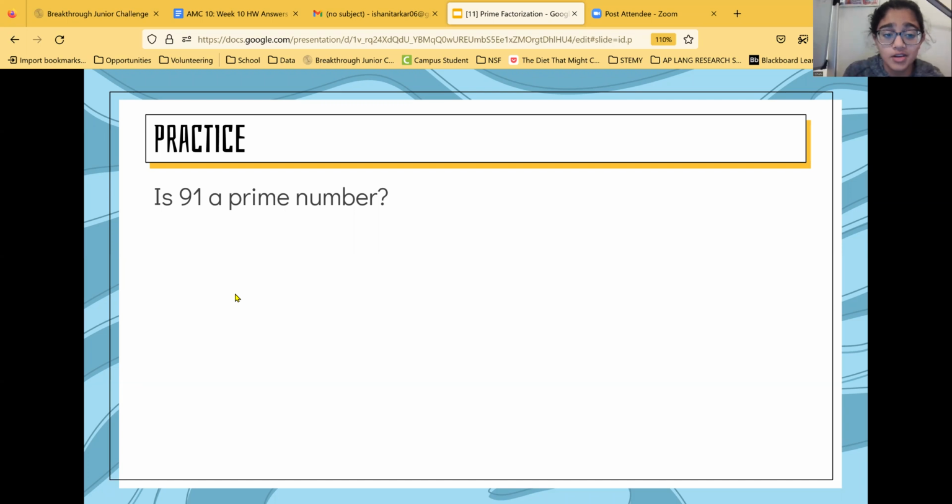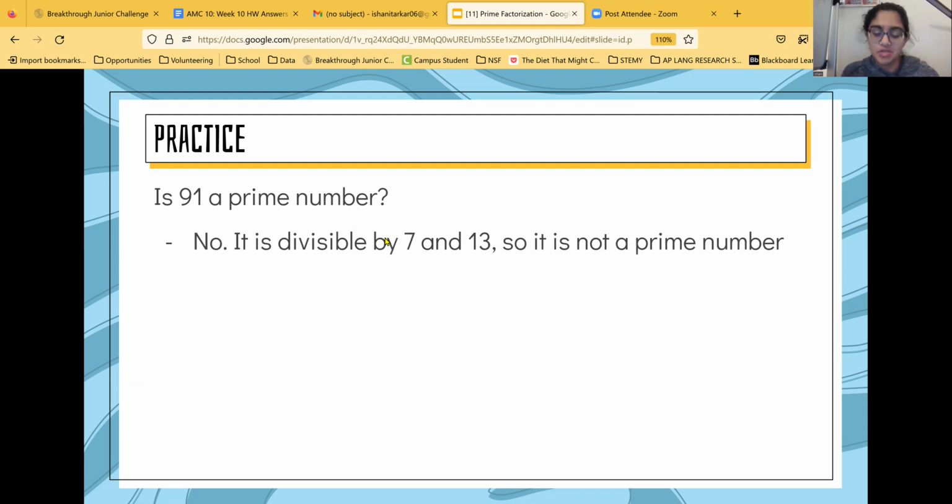Okay, so you all are mostly correct. It is not a prime number because it is divisible by 7 and 13. You could use your divisibility rule, multiply the units digit by 2 and get 9 minus 2, which is 7, or you could just see it's a multiple of 7 and 13. It is not divisible by 9. You might have misread the number.